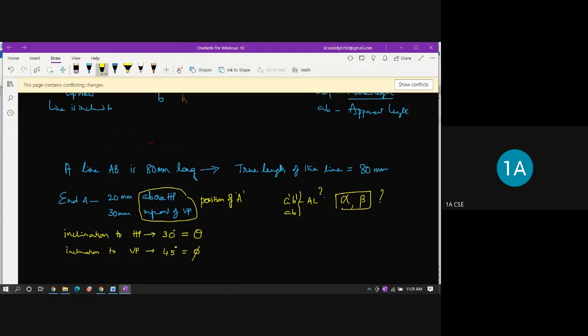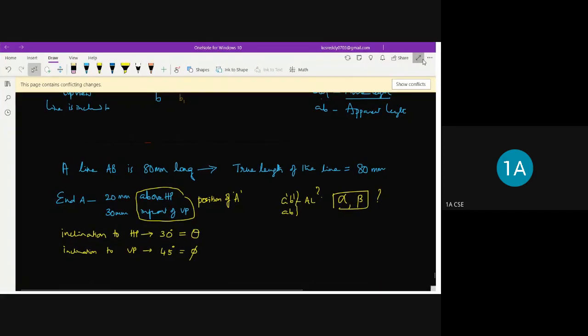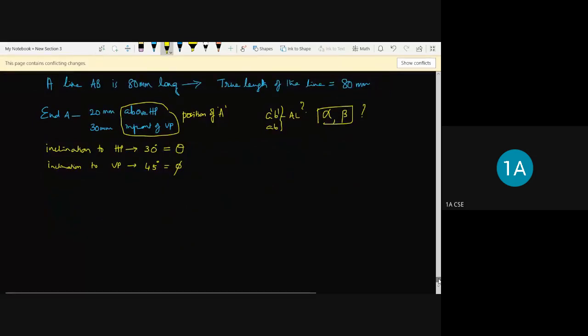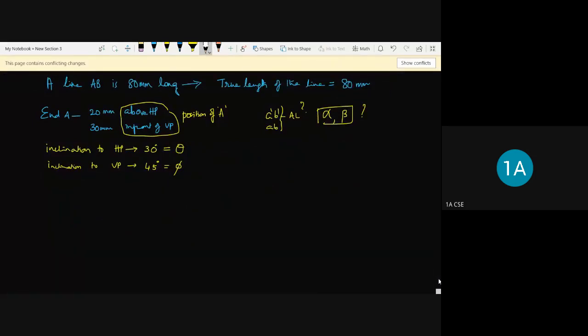So here, based on the given data, now you just tell me how it can be proceeded. First, draw the XY line. And we know that it is VP and HP. Of course, it is in the first quadrant. And here we need to draw the end A first. One point projection should be drawn first. So here he has given A dash at a distance of 20 mm above HP.